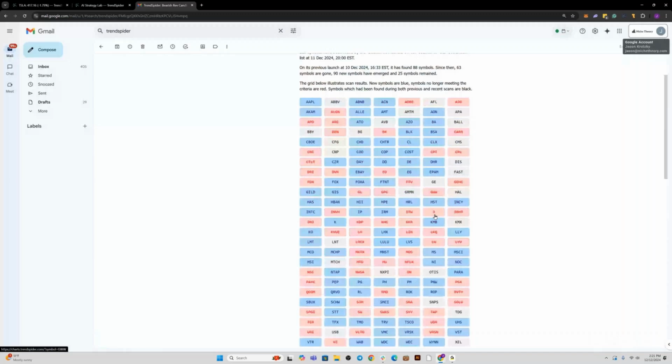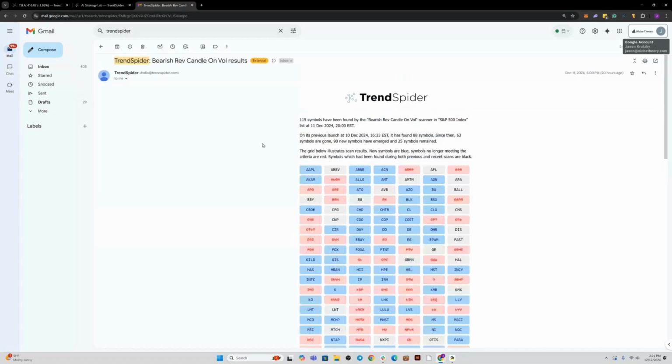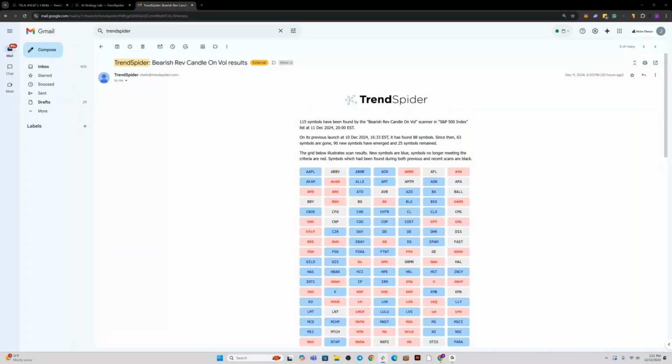This email is going to tell you what names have been added to the list. Those are the blue names. What names have been taken out of the list. Those are the red ones. What names are still on the list, the gray ones. So, the early morning process of scanning and looking for setups makes that process quite a bit more efficient. It's something that I utilize every day. This isn't the exact same scan, but it's something that I'm looking for every day.